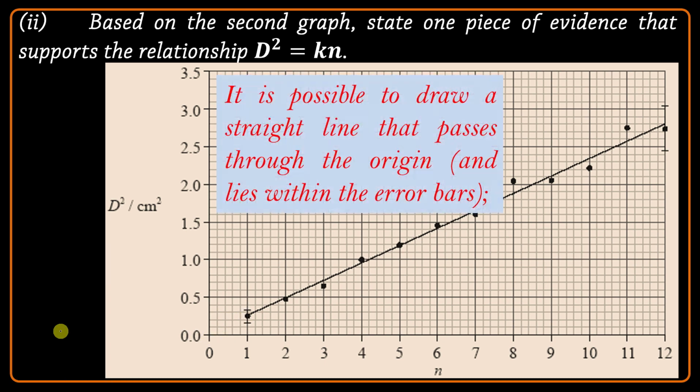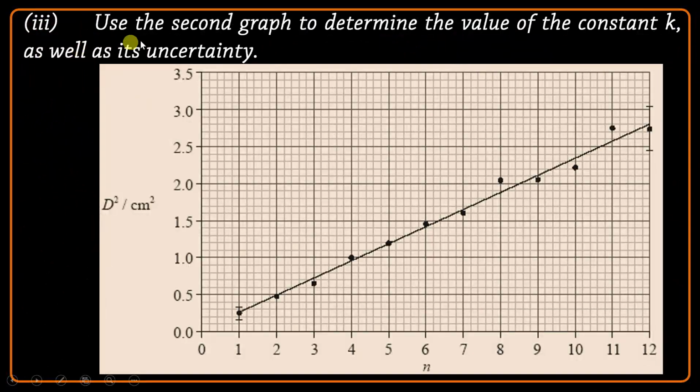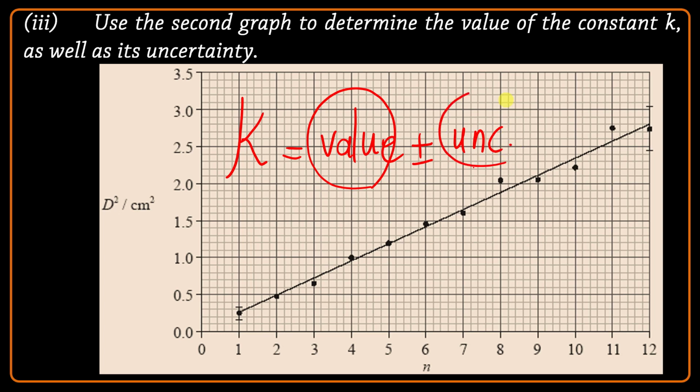So I can write an answer like this. It is possible to draw a straight line, as you see, that passes through the origin and lies within the error bars. Triple I. Use the second graph to determine the value of the constant k as well as its uncertainty. K must be something like this: a value plus or minus uncertainty. Let's first find the value and then the uncertainty.